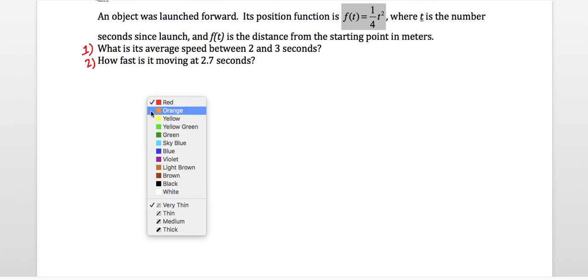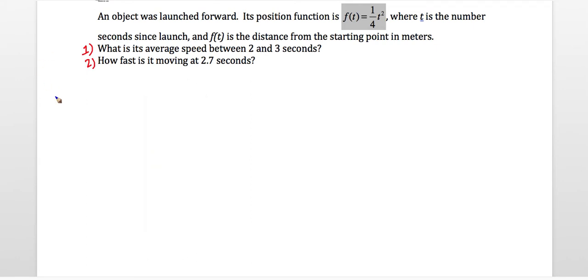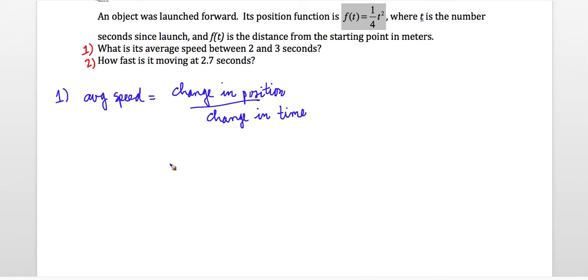And remember that for number one, average speed is nothing more than the change in position divided by the change in time. And so we can calculate the average speed in this problem relatively simply. We can say that f of 3, that's the position at 3 seconds, minus f of 2, that's the position at 2 seconds, all divided by the change in time, 3 seconds minus 2 seconds. And we'll be able to just compute this answer.